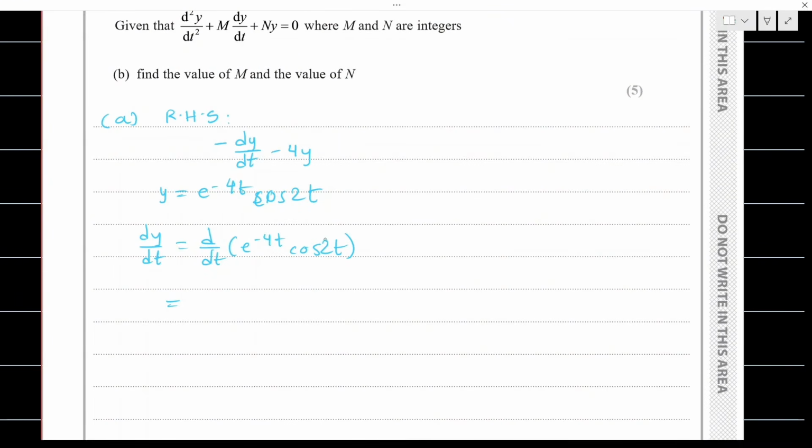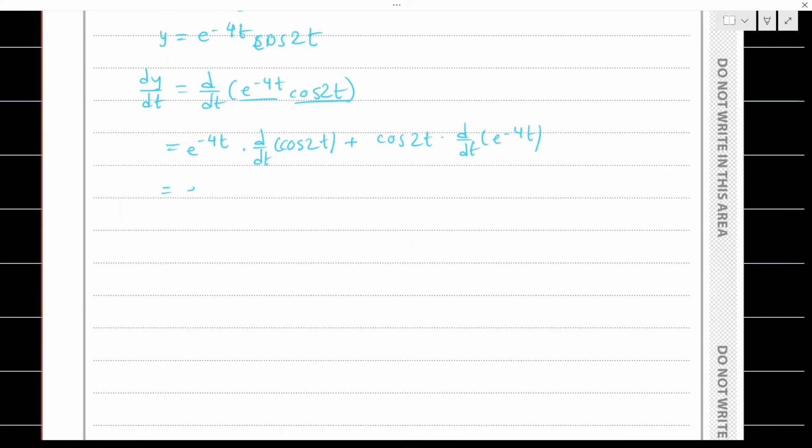The product rule states that we take the first term and multiply it with the differentiation of the second term. Then we take the second term and multiply it with the differentiation of the first term. The first term is e to the power of minus 4t. Now simplifying this, we get e to the power of minus 4t into the differentiation of cos 2t. We know that the differentiation of cos 2t will be equal to minus sin 2t into the differentiation of 2t.